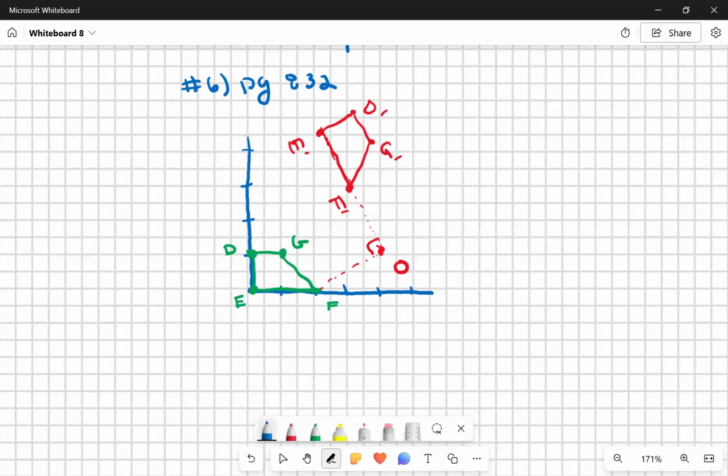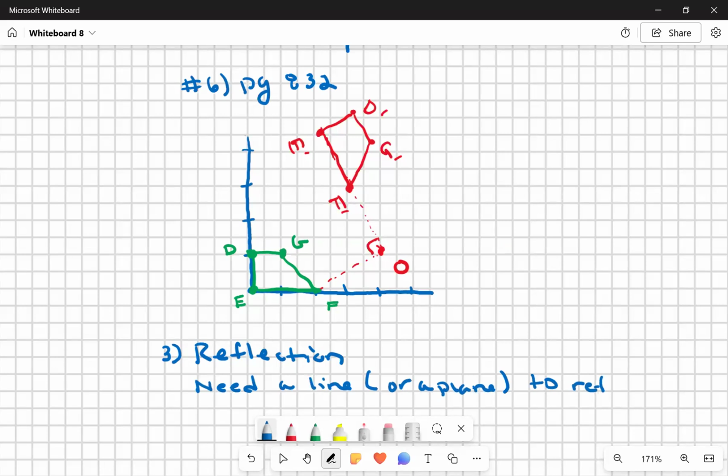Okay. The last of these mappings is reflection. And I think this one's actually probably the nicest out of them. So for this one, you will need a line, or if you're doing a 3D figure, a plane. Sorry, I meant to say or a plane, to reflect across.